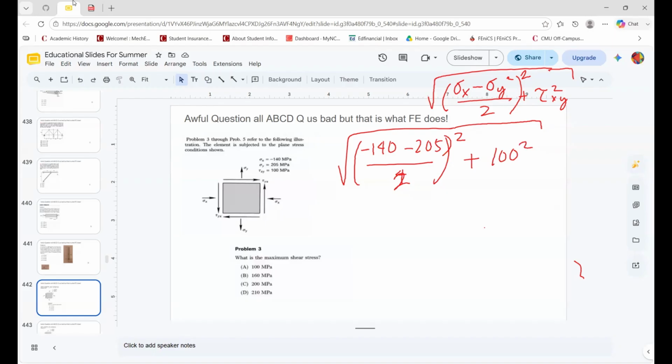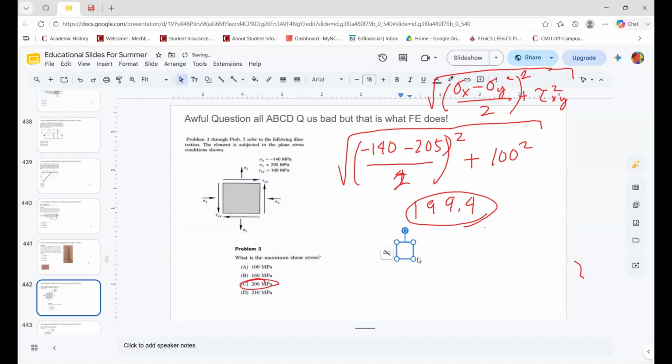Now, if you were trying to figure out why it does that, I'm going to have to explain after I get this. Give me a second to explain this after I find all this. Right: minus 140 minus 205, divided by 2, squared, plus 100 squared. Okay, that gave me 199.4, which is about 200, which is C.